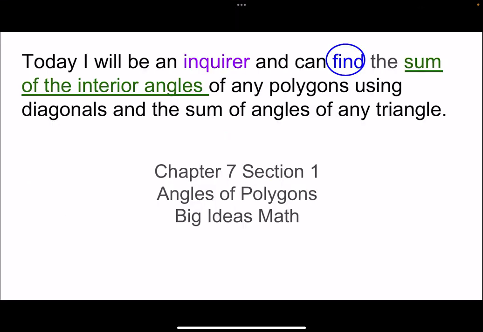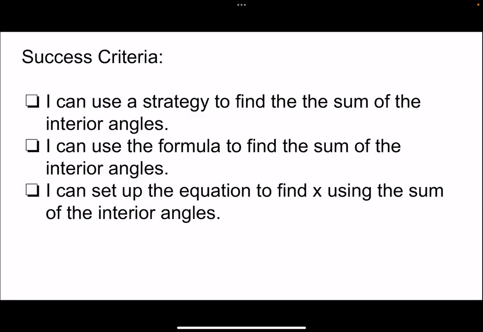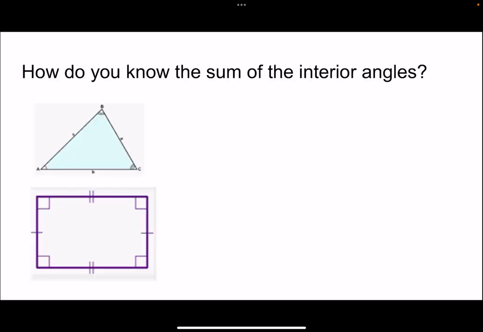Okay, so today we're going to be looking at the sum of the interior angles of any polygon, using diagonals and the sum of angles of any triangle. You can find information on this in Chapter 7, Section 1. You can use a strategy to find the sum of the interior angles. You can use a formula to find the sum of the interior angles. And you can set up the equation to find x using the sum of the interior angles. All right, so let's see how that works.